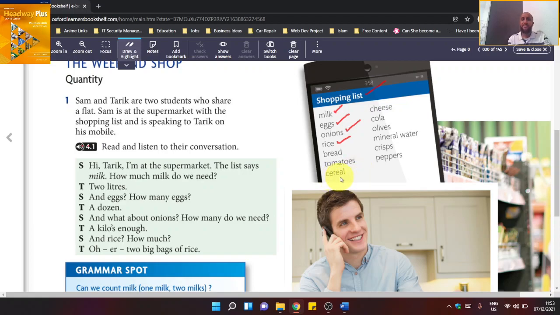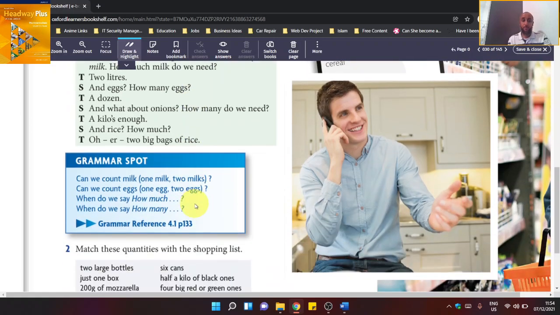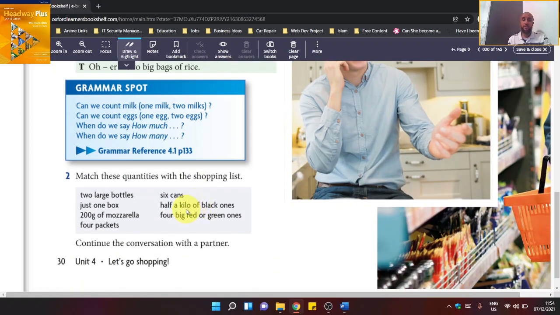Cereal. There's no S. How much cereal? Cheese, there's no S. How much cheese? Cola, we should say how much cola? Olives, there's an S. How many olives? Mineral water, how much mineral water? Crisps, how many crisps? And finally, peppers, how many peppers? Okay, guys, excellent, well done. So now you know the general rule.